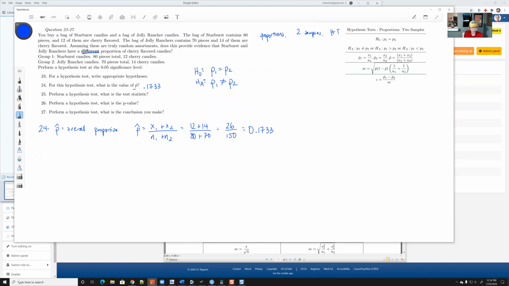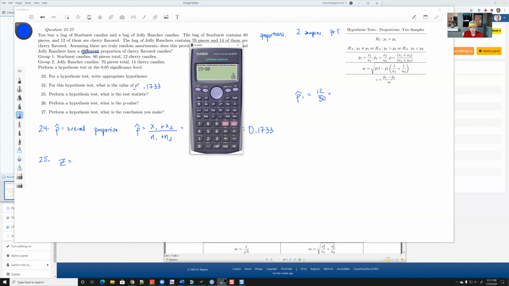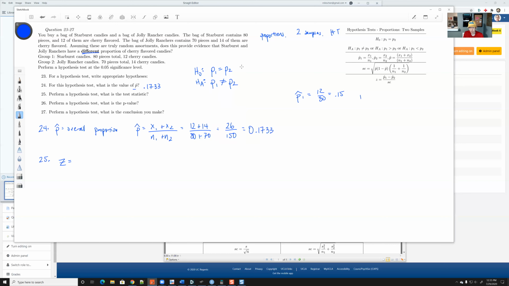All right, do the hypothesis test. What's our test statistic? Our test statistic z is going to be p hat 1 minus p hat 2. P hat 1 is 12 over 80, which is 15%. And p hat 2 is 14 over 70, that's 20%.